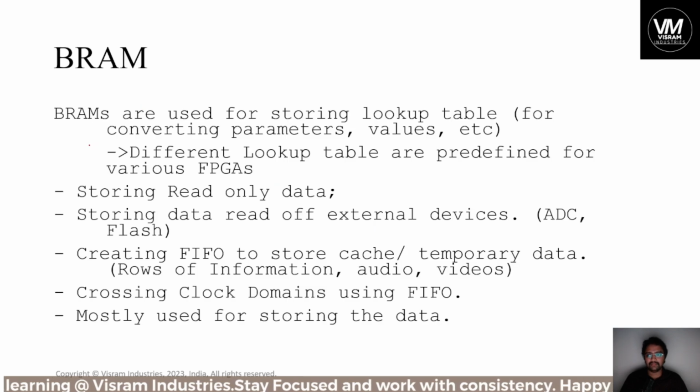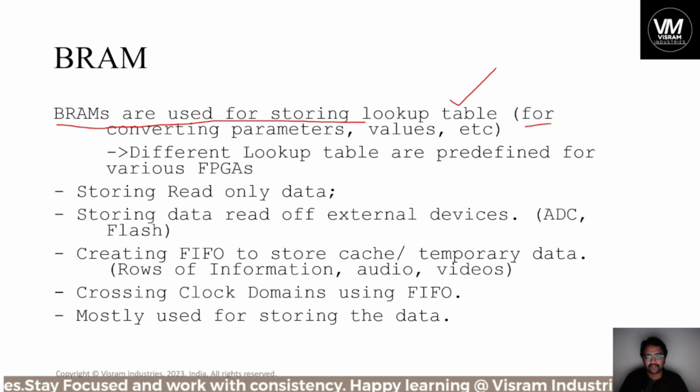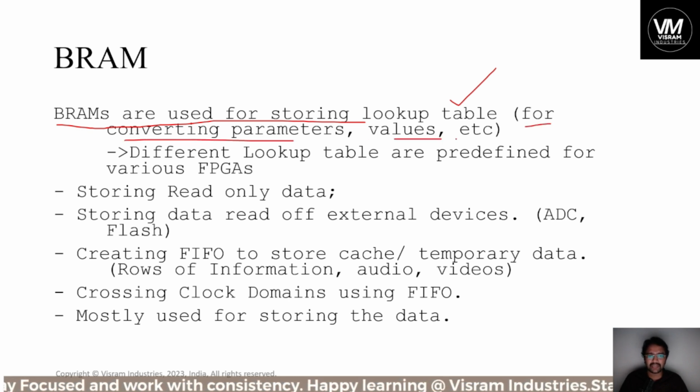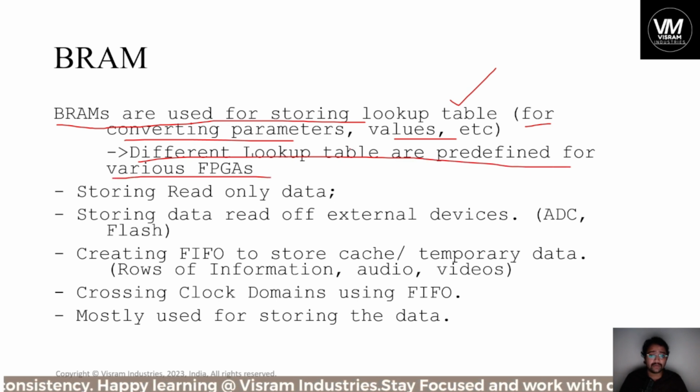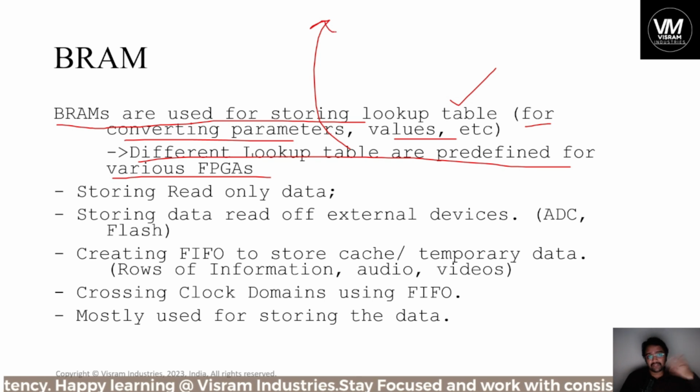Now come to the BRAMs. This is general theory, you need to understand and remember it. BRAMs are used for storing lookup tables, for converting parameters, values, etc. These basic operations can be done with the BRAMs. Different lookup tables are predefined for various FPGAs. So how are these lookup tables predefined? They are predefined by the vendors from whom you purchase the FPGA.